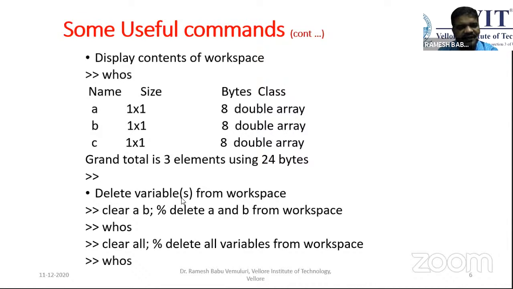One more thing is deleting variables from the workspace. We can use clear A B, then it will delete A and B from the workspace. And another one, clear all, deletes all the variables which are connected here. So those things will be deleted.